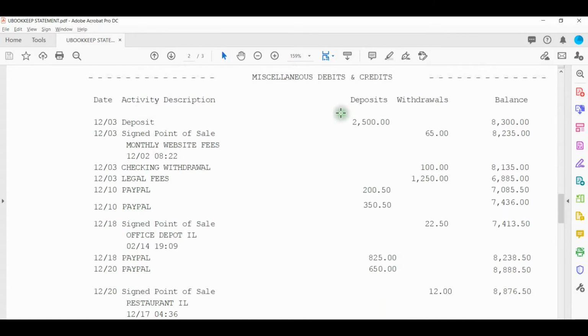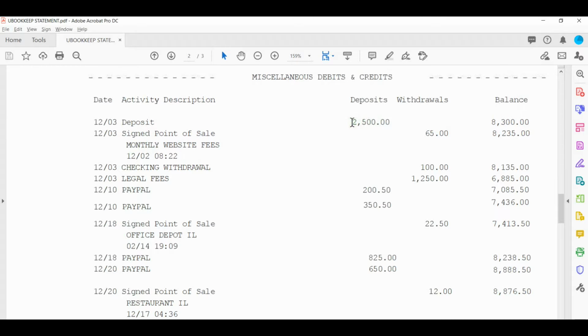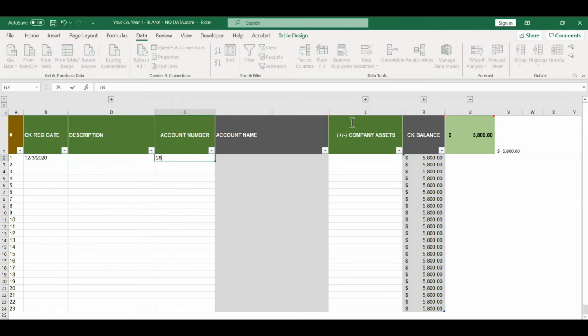So on 12/3, we deposited $2,500 of our own money to keep the business running. And so we're just going to put that in there. This is an owner's contribution. This is my money going into the account to further fund future operations. So my equity account in this case is $2,800.